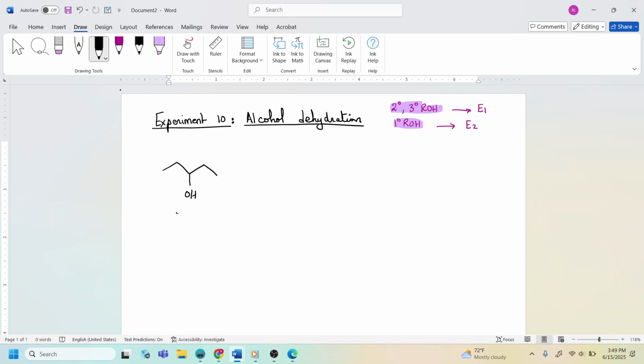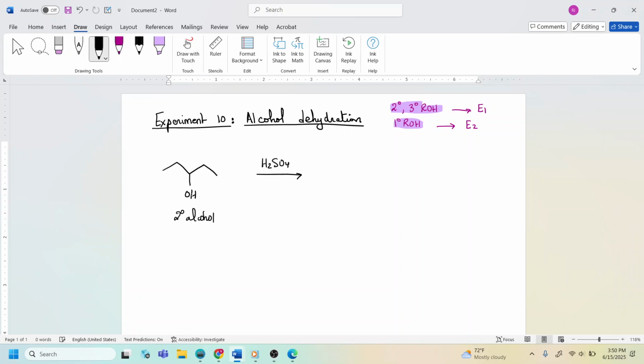For this example, I am starting with a secondary alcohol. So let's look at the mechanism of the reaction. With dehydration, of course, we said that you are going to be losing the OH. So how are you going to be losing the OH? You need a catalyst in the reaction, and the catalyst is going to be sulfuric acid or any type of acid that generates a weak nucleophile.